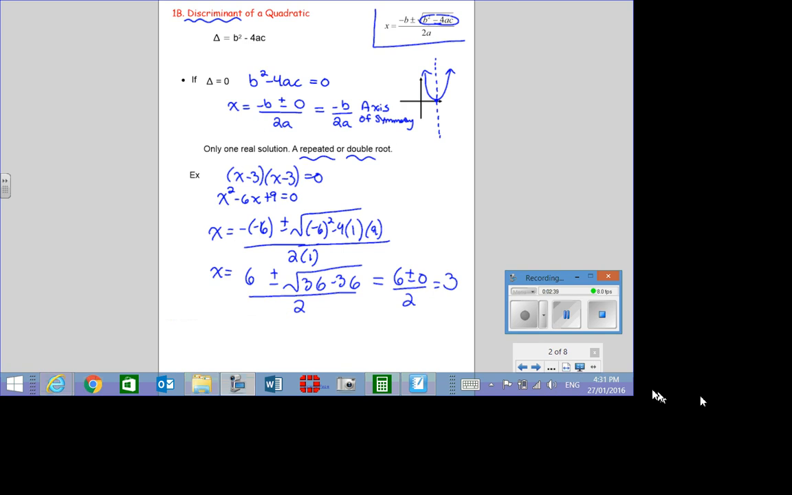So if we were to use the quadratic formula for this one, you'd notice exactly what we were just talking about. That discriminant winds up being 0, and therefore you wind up getting your solution as just 3.